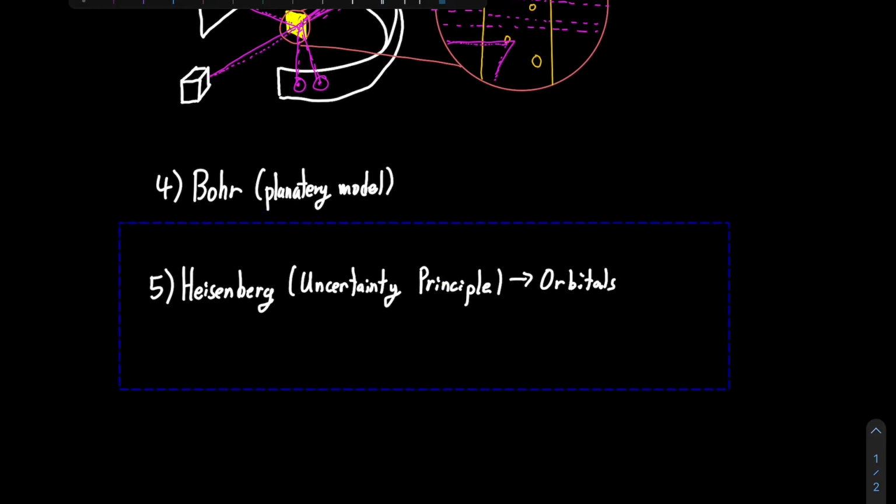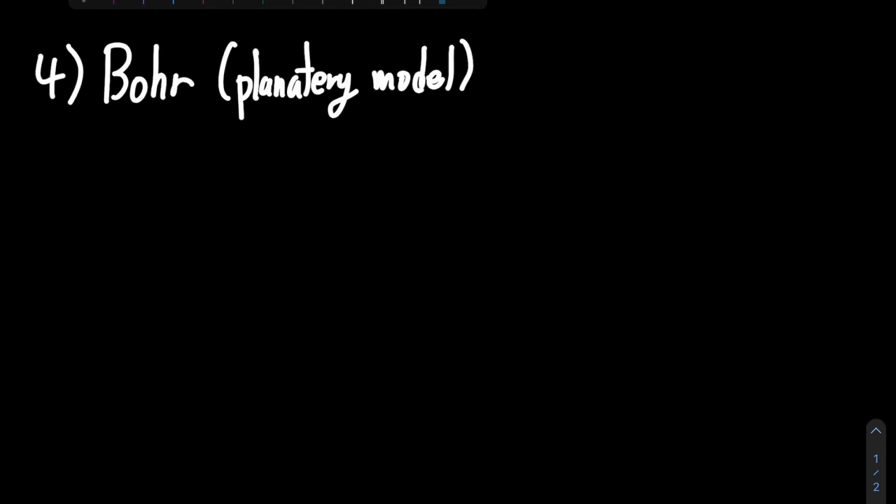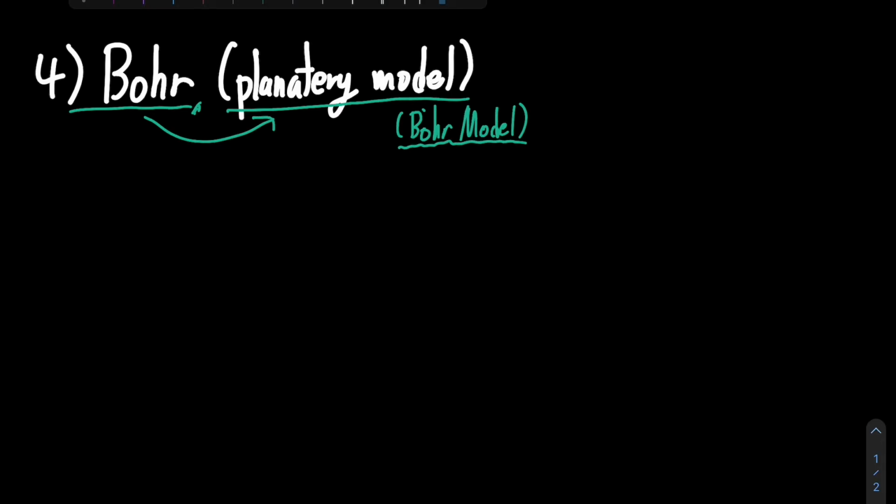Now, after Rutherford, we have two more important scientists. The first scientist was called Bohr, and he created the planetary model of an atom, also called the Bohr Model. Although the Bohr model isn't completely scientifically true, because we have found that it actually isn't, it is still very commonly used due to the fact that it's very simple and easy to draw.